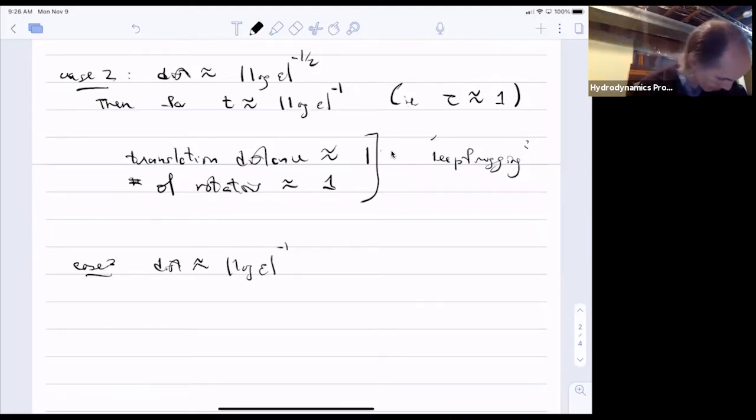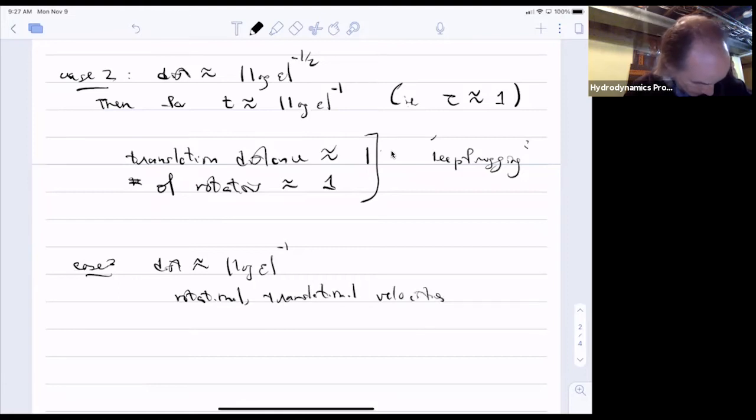But so the velocity is the same, but a rotation is accomplished more quickly than a translation on an appreciable scale, because to complete the rotation, we have to travel distance of order 1 over log epsilon. But you can also call this leapfrogging if you want. You can call leapfrogging anything in between here and here.